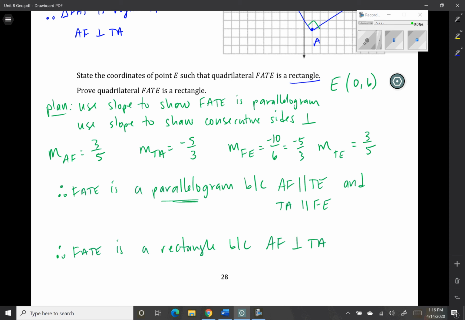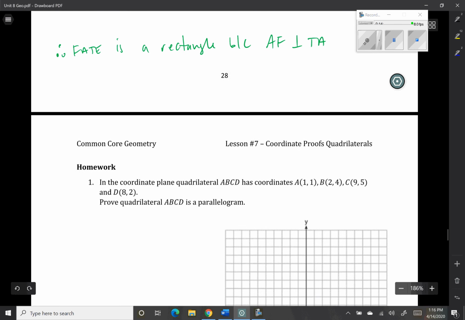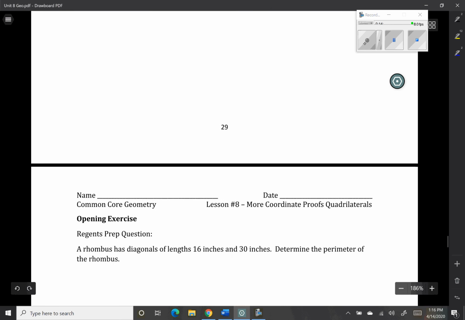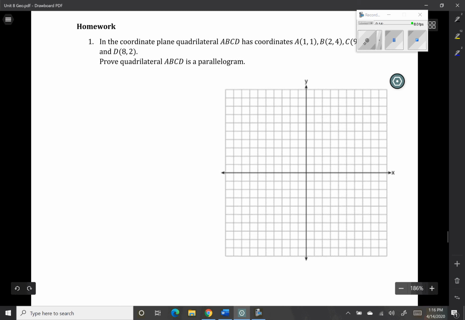Because a rectangle is a special type of parallelogram, I have to prove that first. So if you're proving rhombus, parallelogram, rectangle, or square, the first thing you want to do is find all 4 slopes. All right, so here's the time where you want to pause the video or come back to the video and see if you can do this homework question yourself. So go ahead, pause the video and come back.